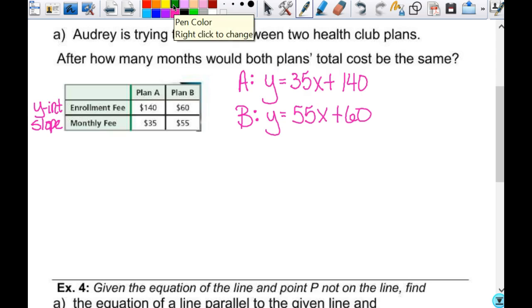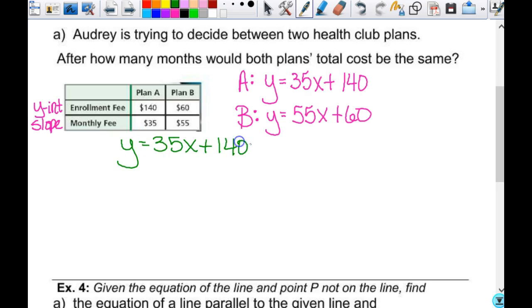All right, so now I've got to figure out when the plans are the same. So who wants to tell me what we do next? What do we do? Set them equal to each other? Y'all agree with that? Yes? Everybody agree with that? Yes? Okay. So y equals 35x plus 140, which equals y equals 55x plus 60. Okay? So then what?